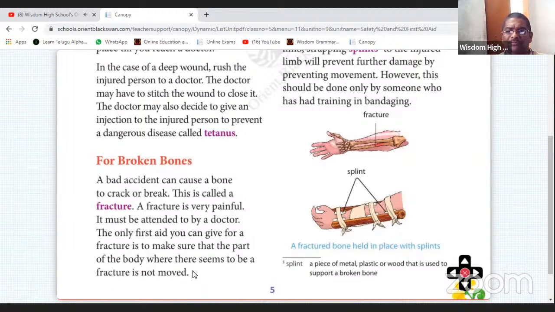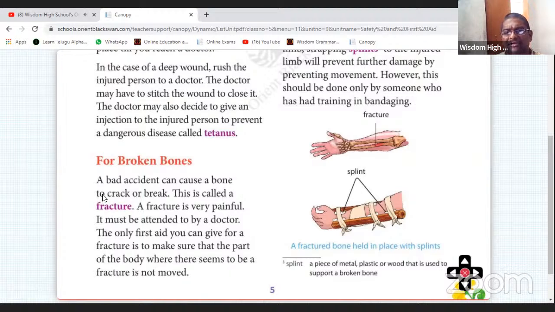Actually, what about broken bones? A bad accident. Sometimes you can see accidents on the roads, or in houses also. Already we discussed what an accident means: it can happen anytime, anywhere, and without any warning.